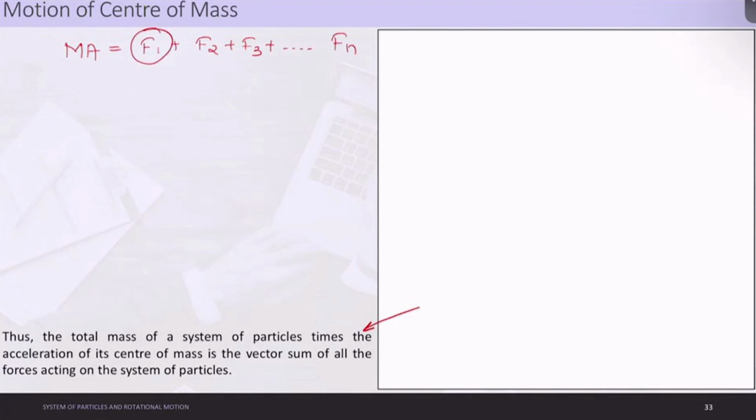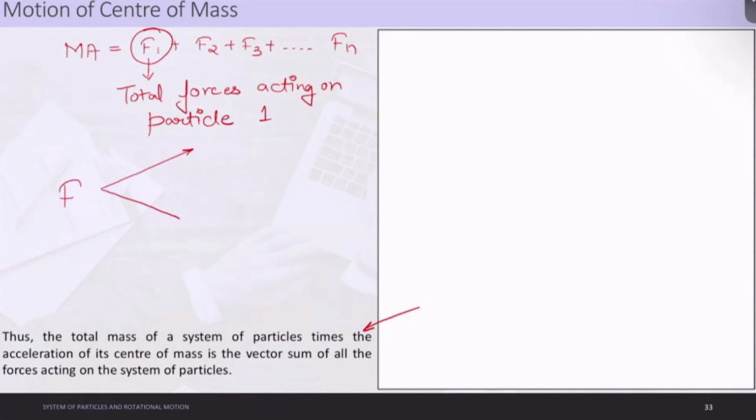So what is this F1 here basically? This F1 is the total forces acting on particle 1, correct? It is not a single force acting on particle 1, it is the sum of all the forces acting on particle 1. Okay. Now a new concept to be explained to you. Basically, there are two types of forces: internal forces and external forces. As the name suggests, internal forces act inside the body between the different particles, and external forces are due to external agencies, such as gravity.